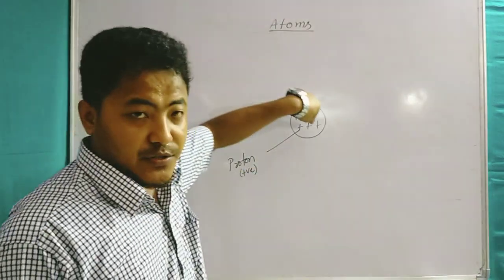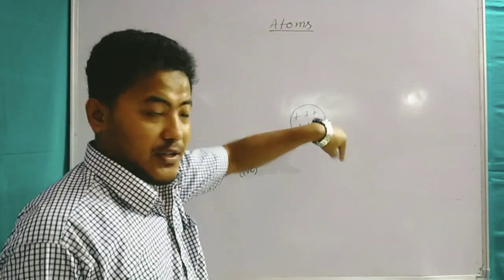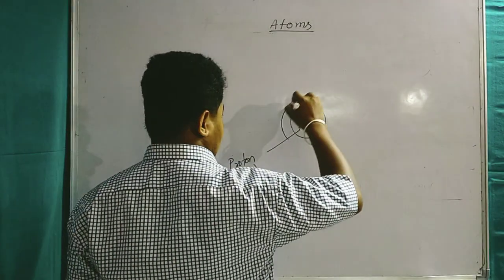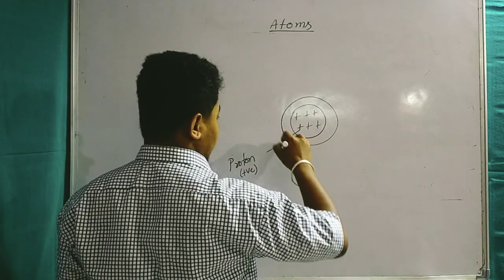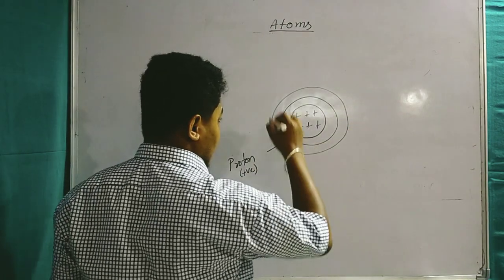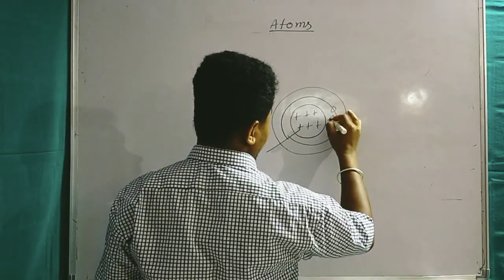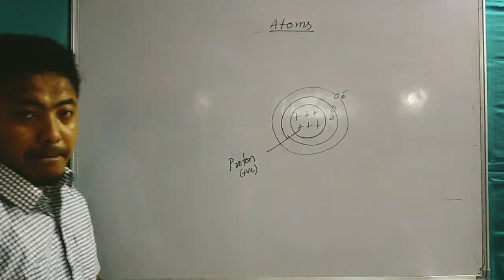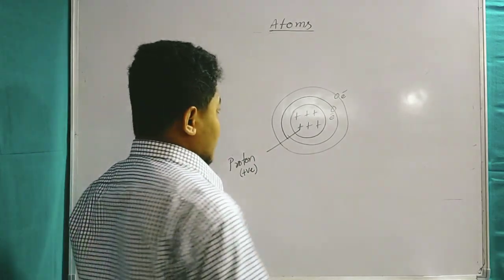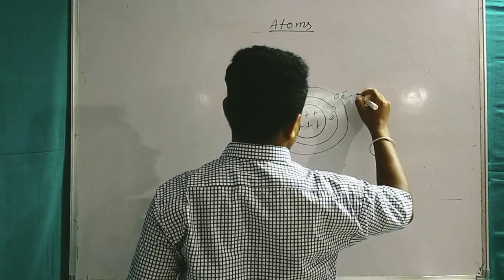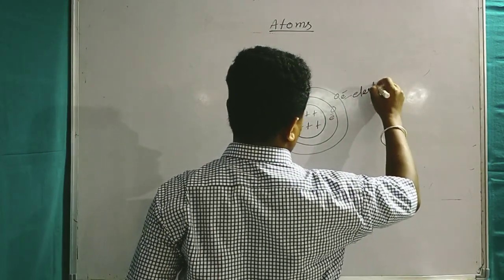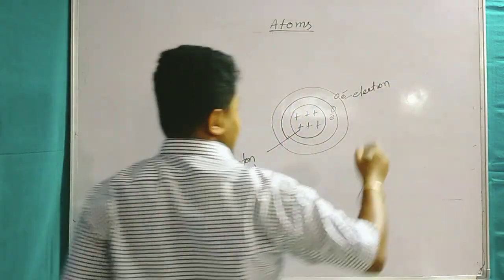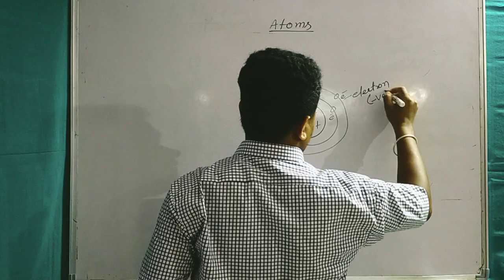Around the nucleus, that means around this positive charge, there will be electrons moving in some orbit like that. These are electrons, and these electrons are negatively charged. This is called an electron.